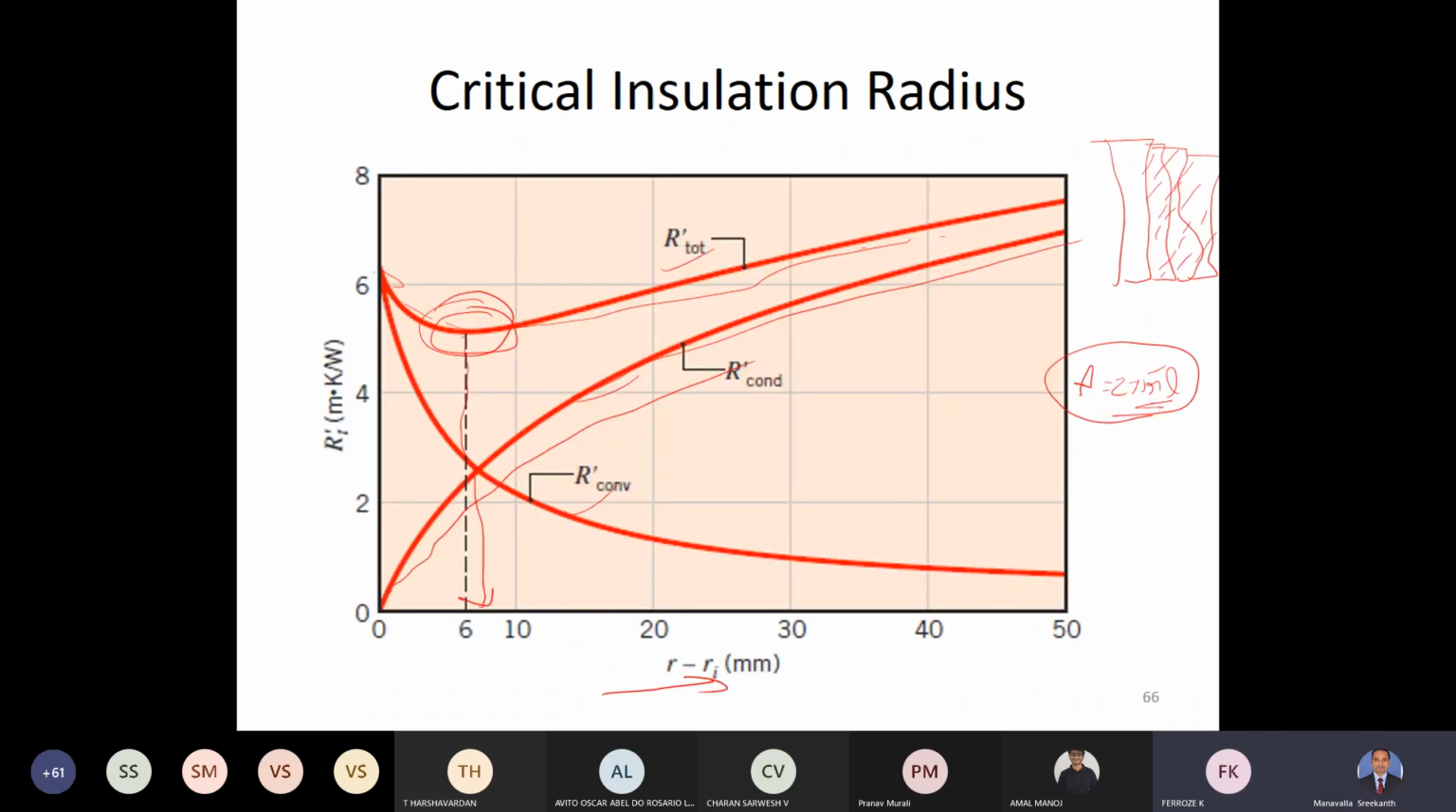Okay, so now let us see where you can find this. I want you to open your data books and tell me where you find this concept of critical insulation thickness. I want you to tell me the page number. I want you to open the data book and give me the page number.